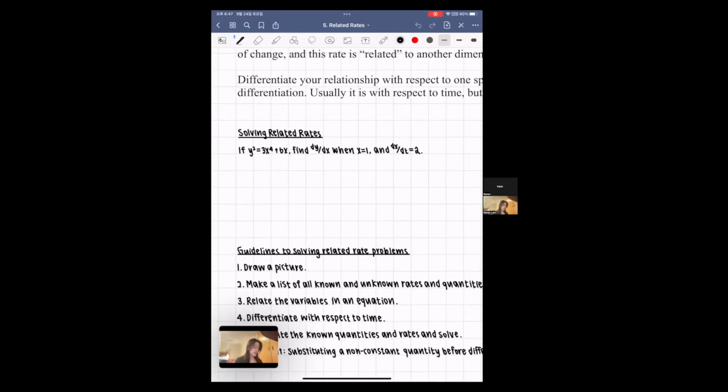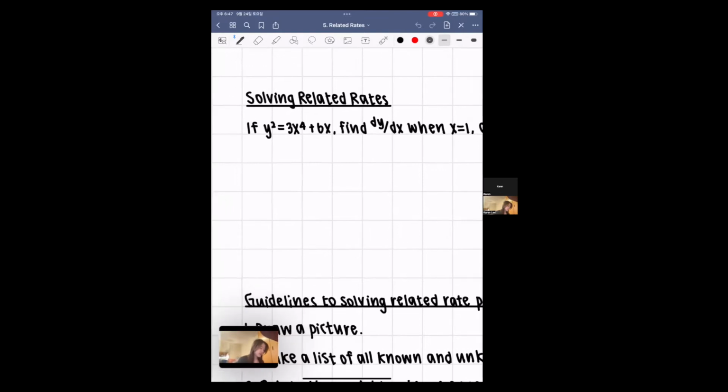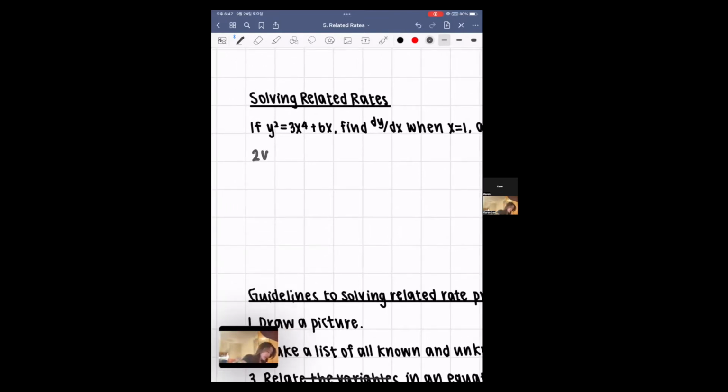If y squared equals 3x to the power 4 plus 6x, find dy/dt when x equals 1 and dx/dt is 2. So first we differentiate implicitly. So 2y dy/dt equals 12x cubed dx/dt plus 6 dx/dt. So what you can notice here is that unlike implicit differentiation, I differentiated all of the variables.